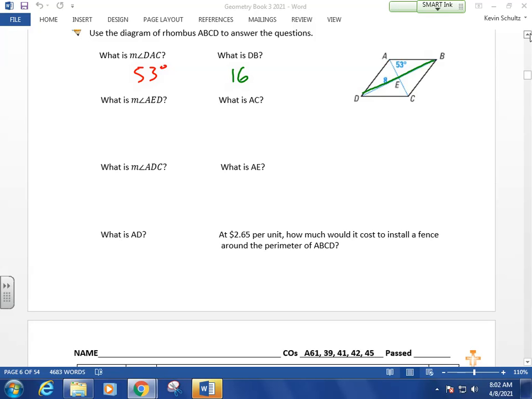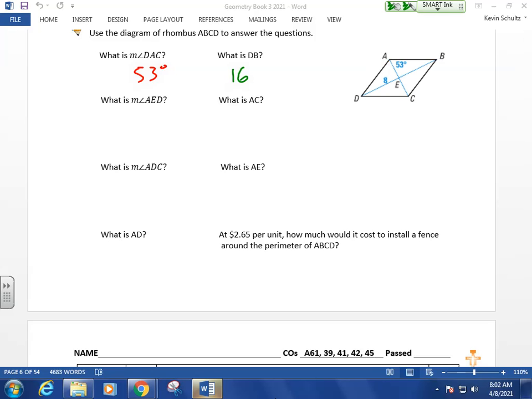All right, let's look at some of the other ones. What is the measure of angle AED? AED is right here. What do we know about that angle? Okay, it's an angle that's formed by diagonals. So again, you want to look back at the top and say, okay, what do I know about the diagonals? Which characteristic, which property can help me find the measure of AED?